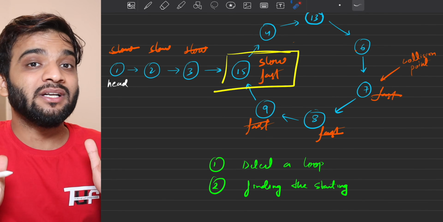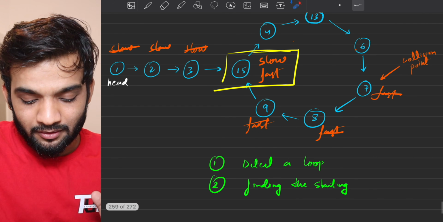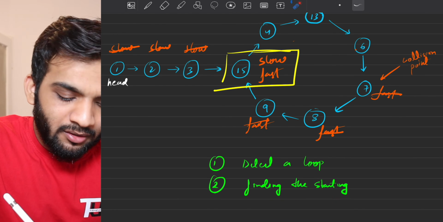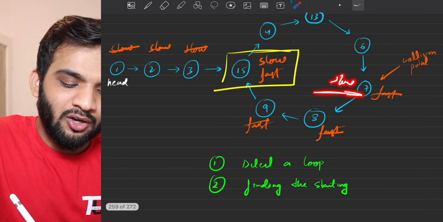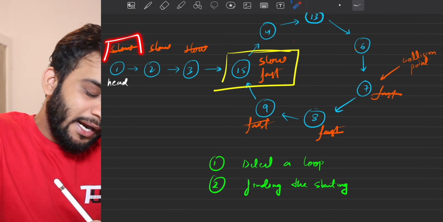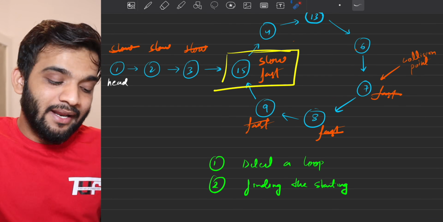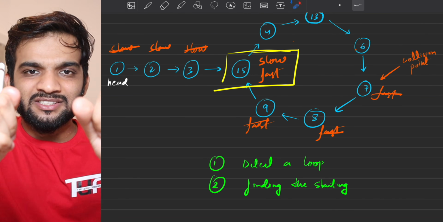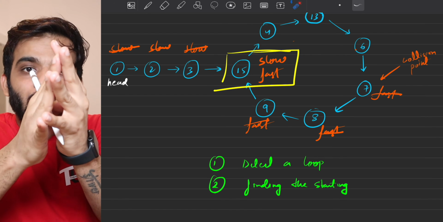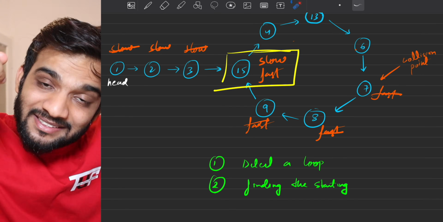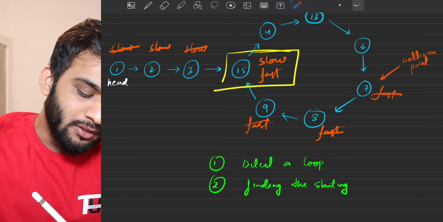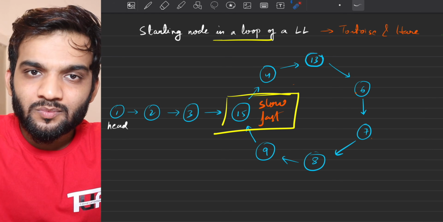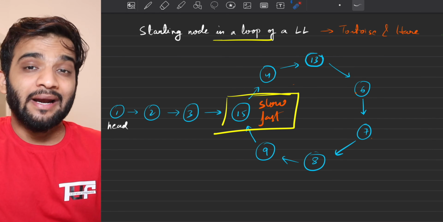But as of now, did you understand the second step? I'll repeat. The second step is finding the starting point. Previously the slow was here. We took it and placed it at the head. And then we moved the slow and the fast by one step at a time, and eventually they collide. It is guaranteed that they will collide. The node where they collide is your starting point.